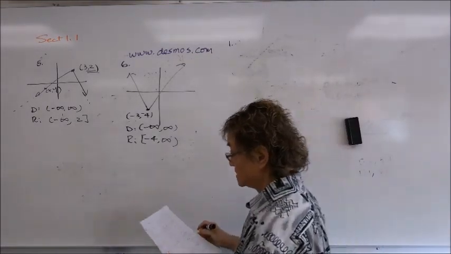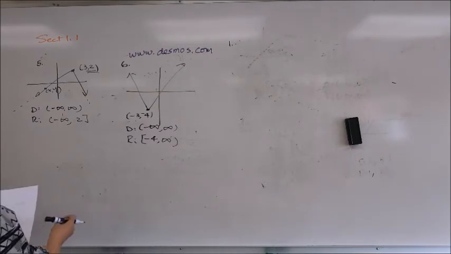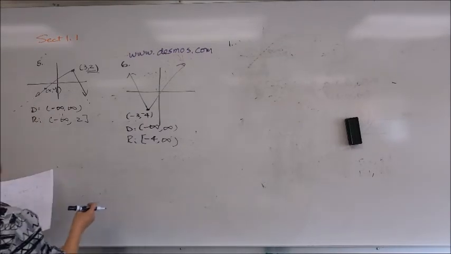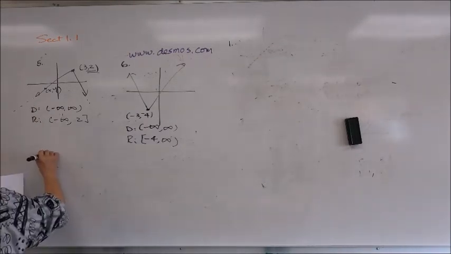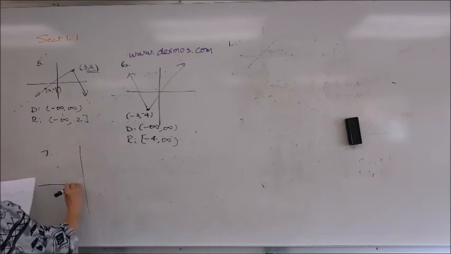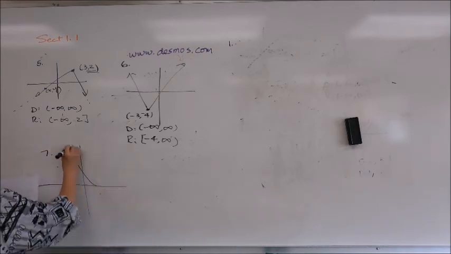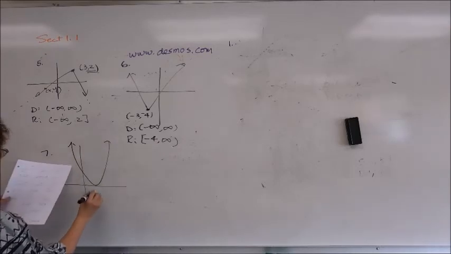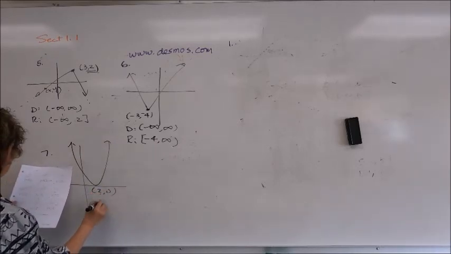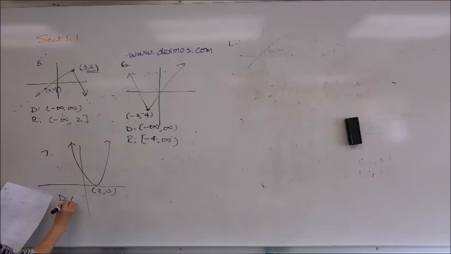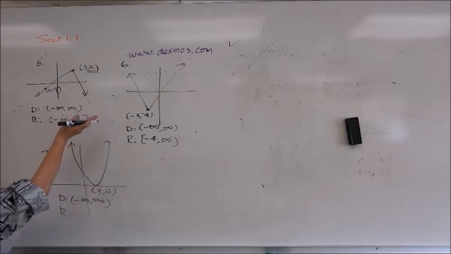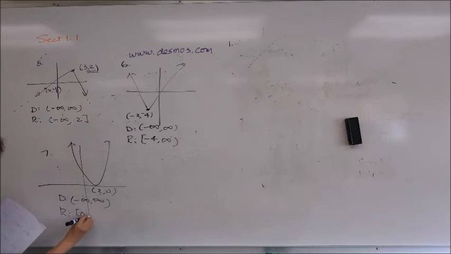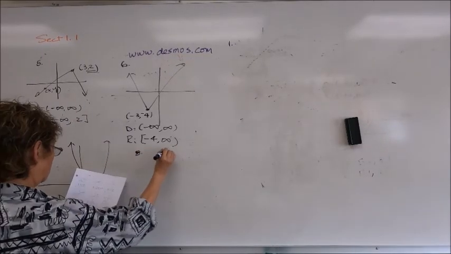Okay, let's see. Number 7. Okay, you learn this in class. What's your domain? Left and right, right? Negative infinity to infinity. What's your range? Up, from 0 up. So it's 0 to infinity.